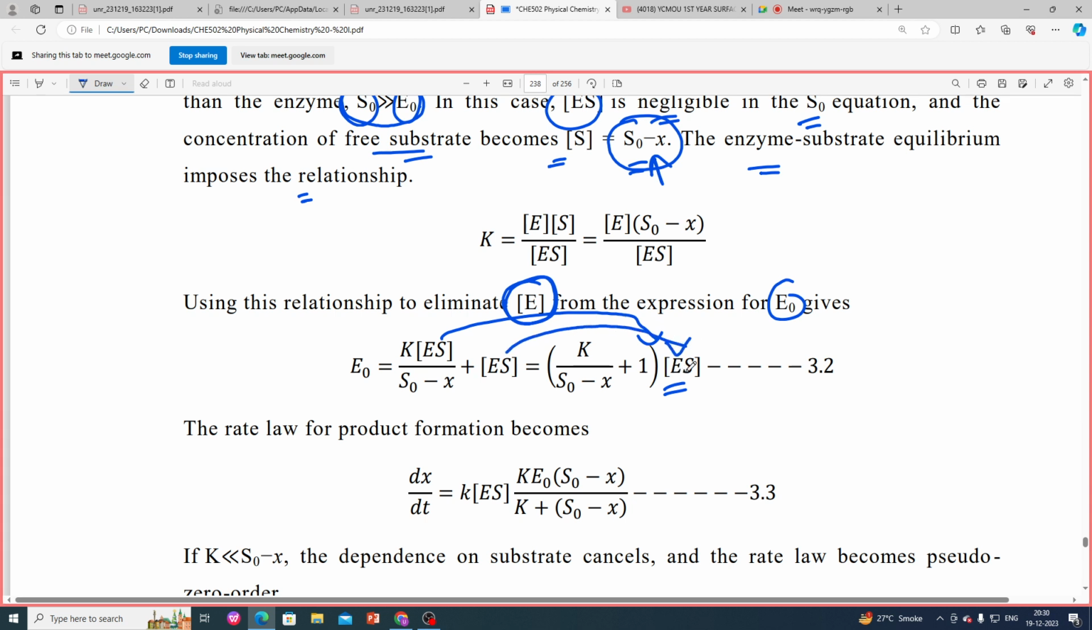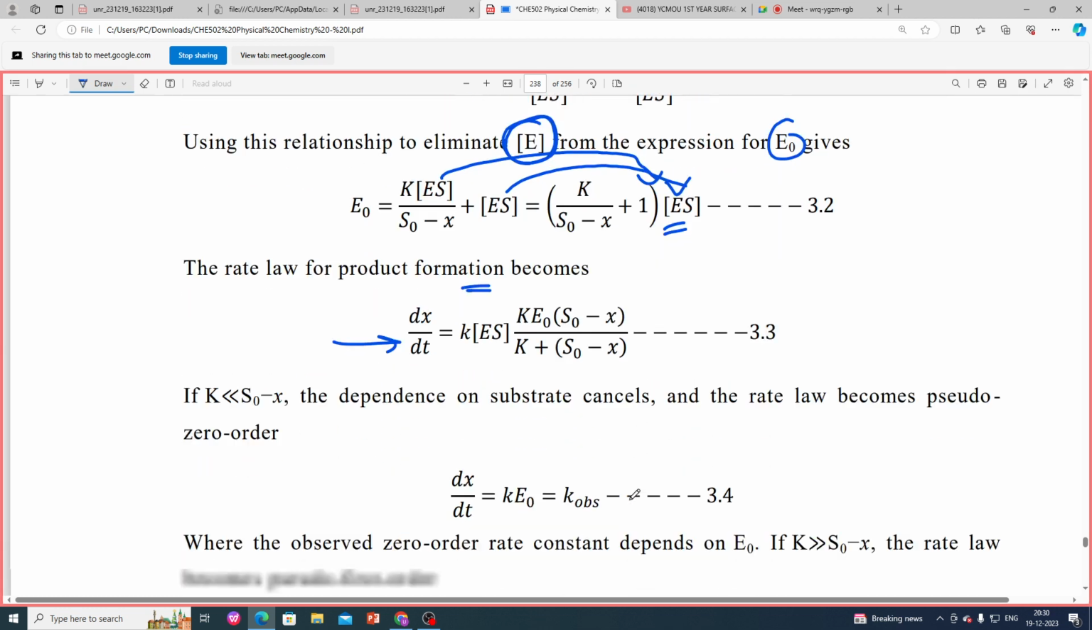When we multiply ES by this value by ES, then we get the same value as K concentration of ES divided by H0 plus X. ये वैल्यू मिलेगी. Then the rate law for the product formation क्या रहेगा अभी, dx by dt, K concentration of ES K E0 H0 minus X divided by K plus H0 minus X.